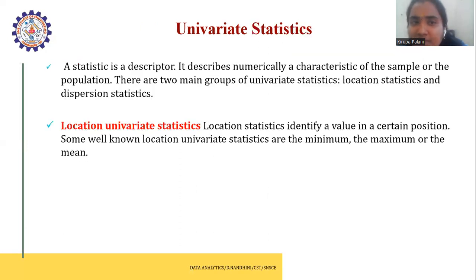Next is statistical descriptors. They describe the numerical characteristics of the data of a population. There are two main groups of univariate statistics: location statistics and dispersion statistics. Location univariate statistics identify a value in a certain position. Some well-known location univariate statistics are the minimum, the maximum, or the mean value.